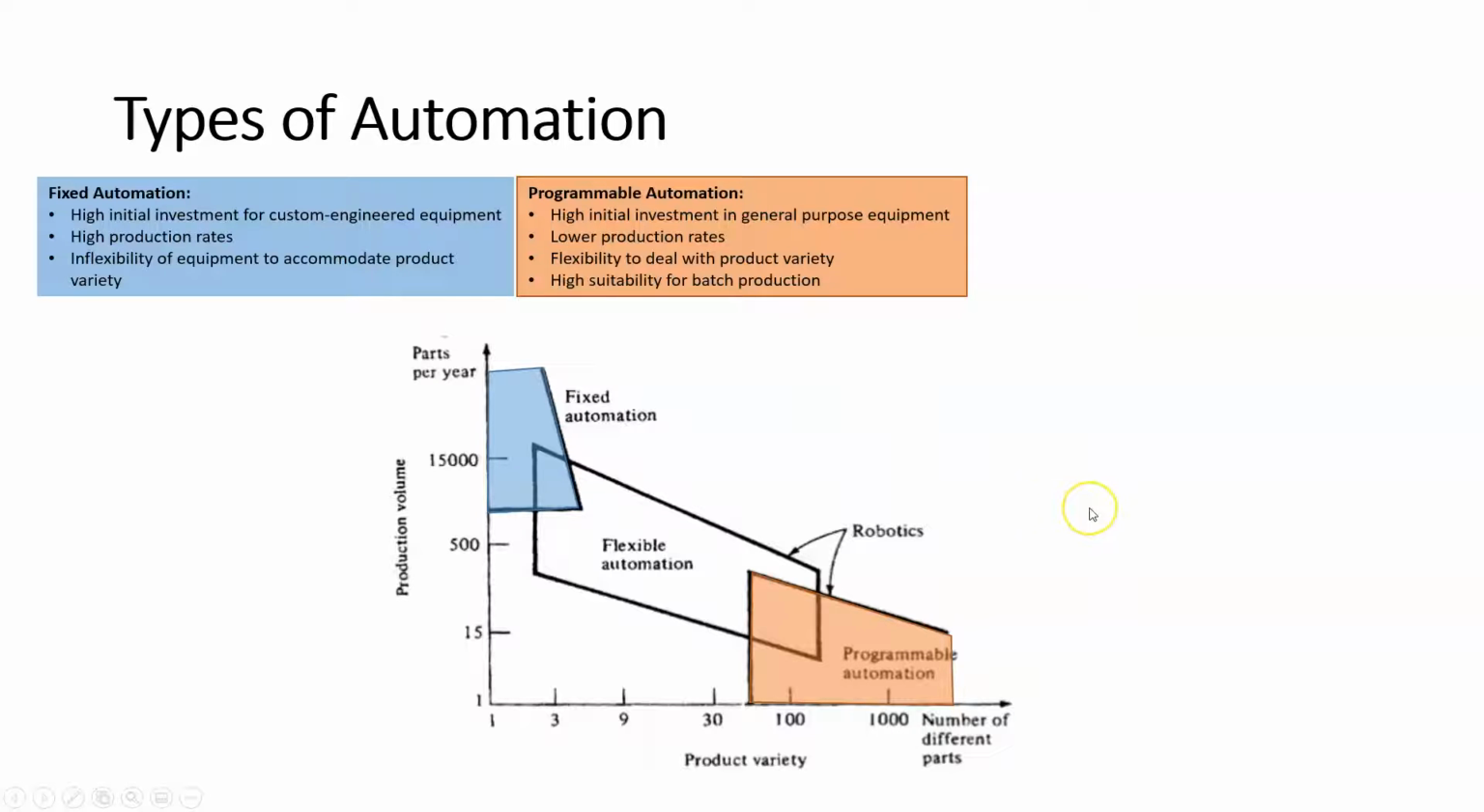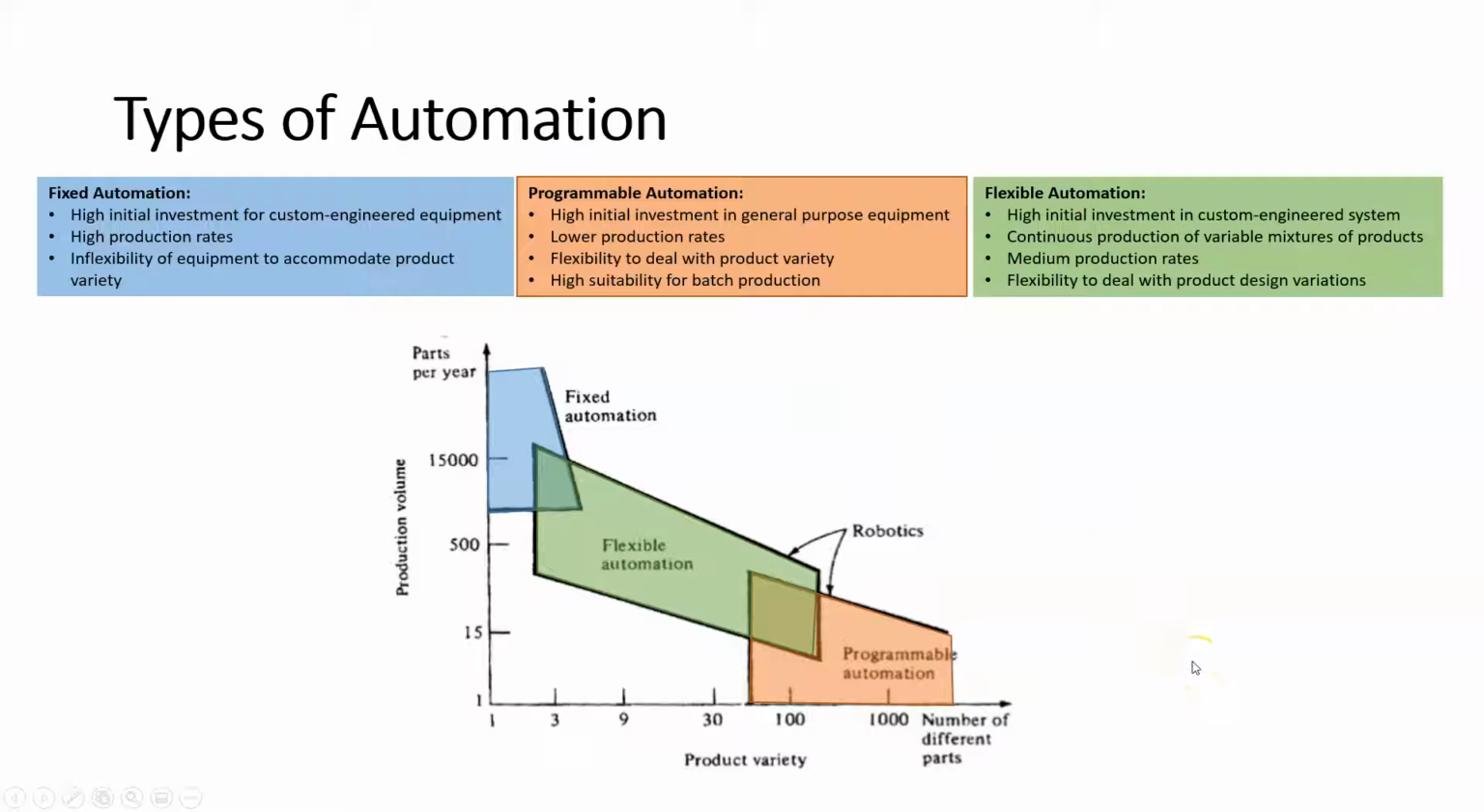And then we get into the middle ground, right? The middle ground is flexible automation. So we still have a high initial investment in custom engineered systems, right? We have continuous production of variable mixtures of products. We have medium production rates, but we still have flexibility to deal with product design variations.